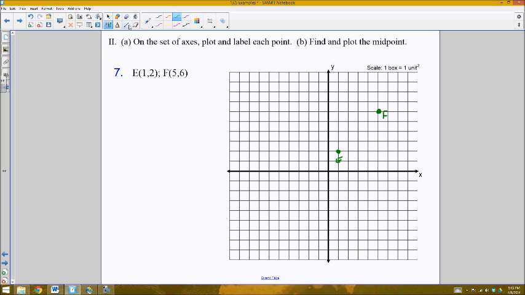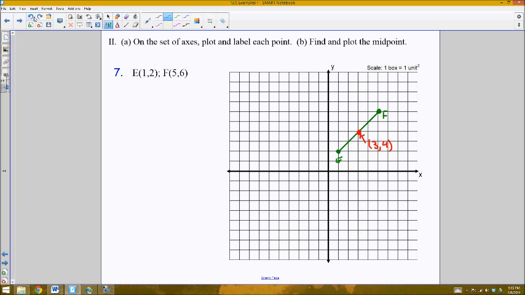I'll connect those 2 points with a segment, so that now I have segment EF. And I'm going to try to plot the midpoint. Well, if I look at this graphically, I can see sort of where the midpoint will end up. If I look at where the middle of the segment is, my guess would be the midpoint should end up here at 3, 1, 2, 3, 4. So my guess is that the midpoint should end here at 3, 4, looking at this graphically.